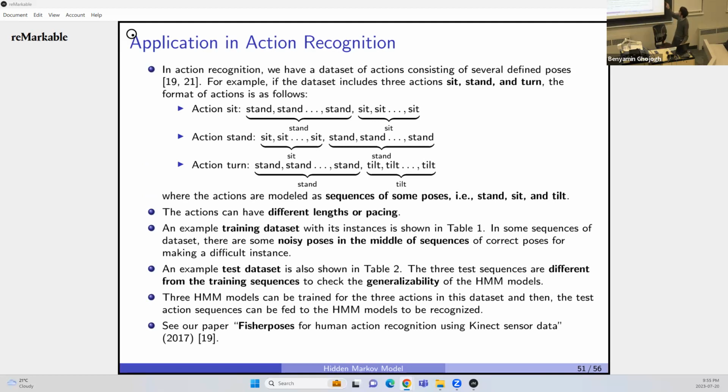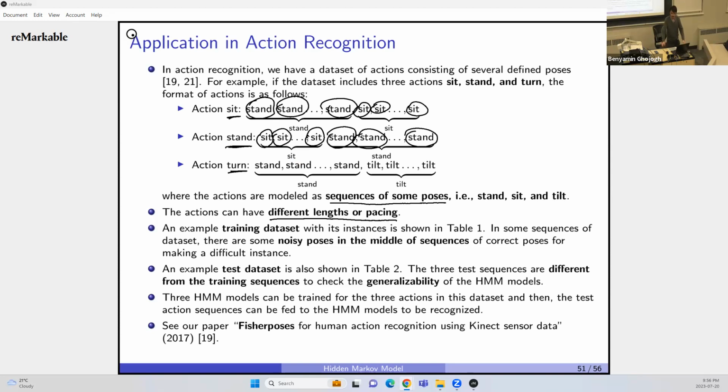Okay, an example is this: action sit, action stand, action turn. For example, for action sit, we have several states: stand, and then sit, right? Or for action stand, we have poses sit, and then poses stand. For action turn, maybe we have a stand, and then tilt, right? So the actions are sequences of poses, and we have different lengths or pacing.